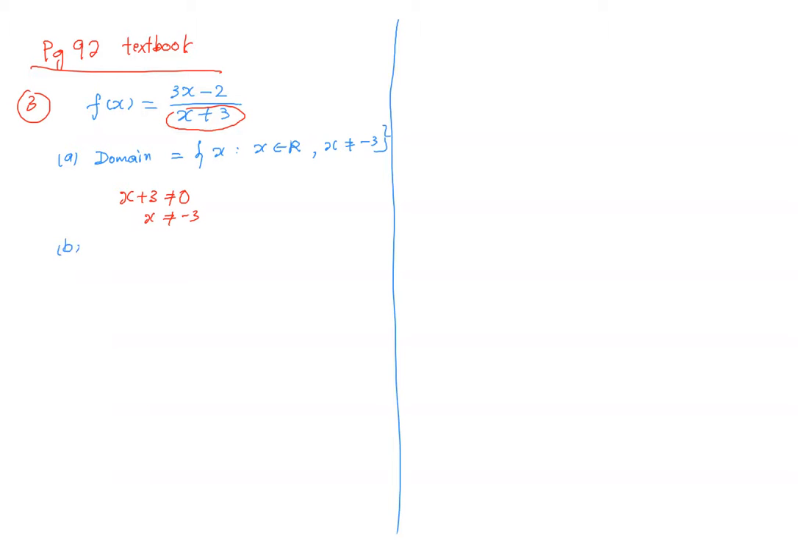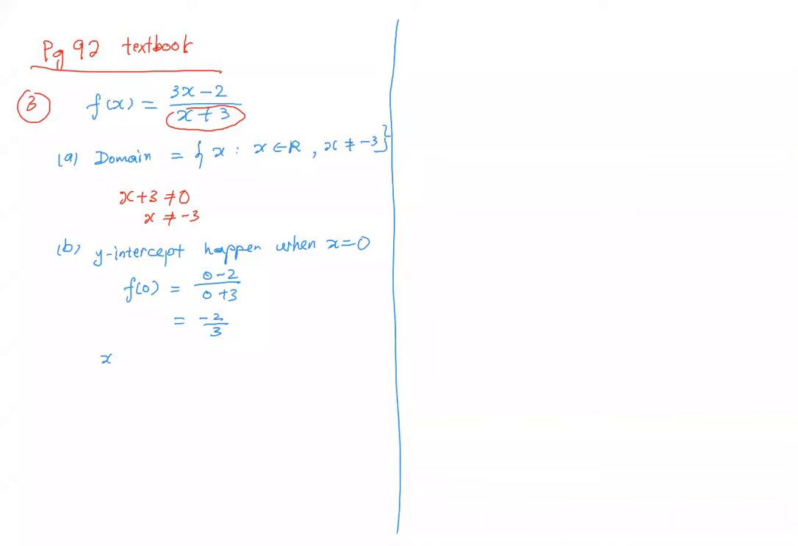Then the question says find the axis intercepts. That means find the x and the y intercept. If you want to find the y intercept, it happens when x equals 0. So that means f(0). So you get -2/3. So this is the y intercept.